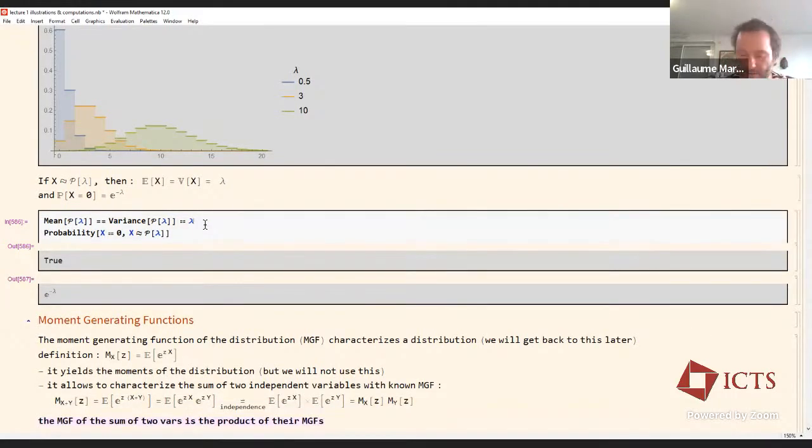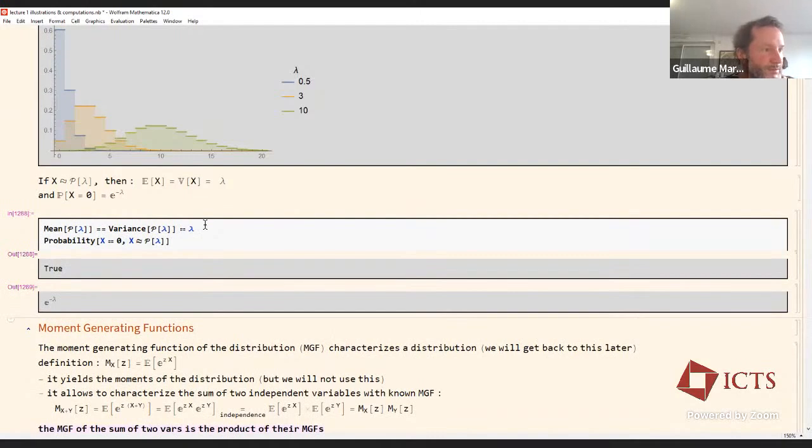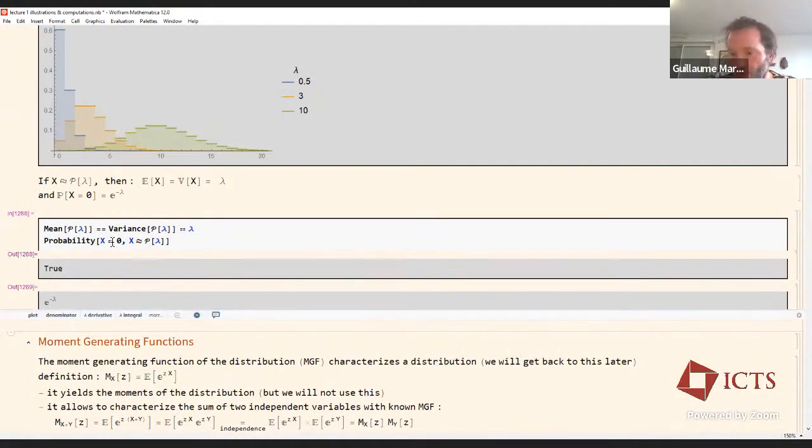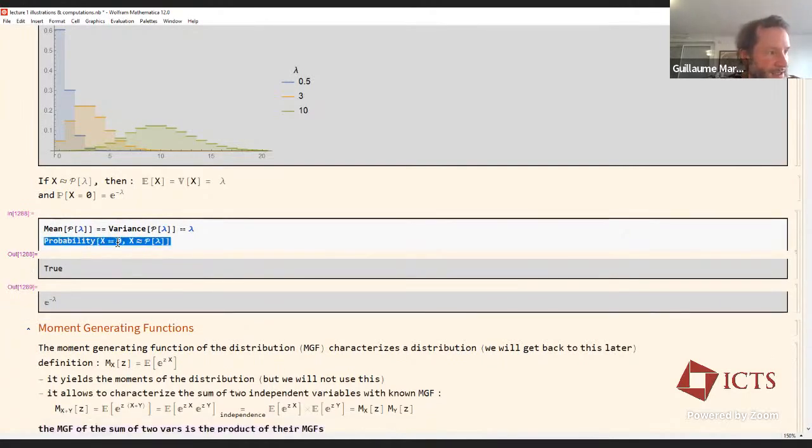So in Mathematica, you can write those. Mathematica is a software to do analytical mathematics. It does it for you, and it has a lot of things in its database and knowledge. I can say, for example, probability that x equals 0 when x is distributed as a Poisson with parameter lambda.